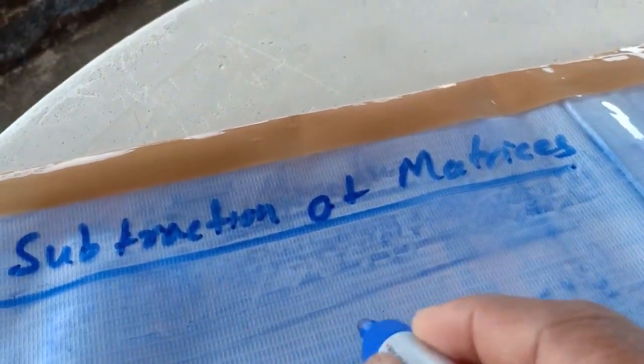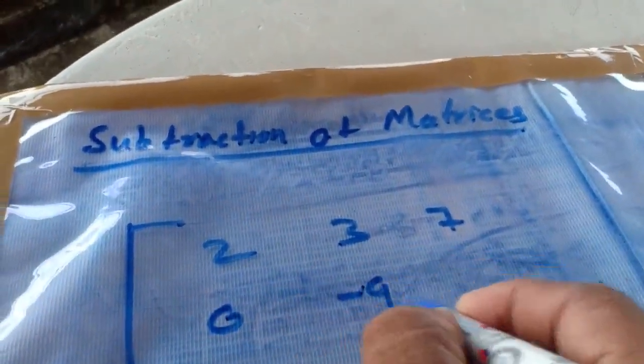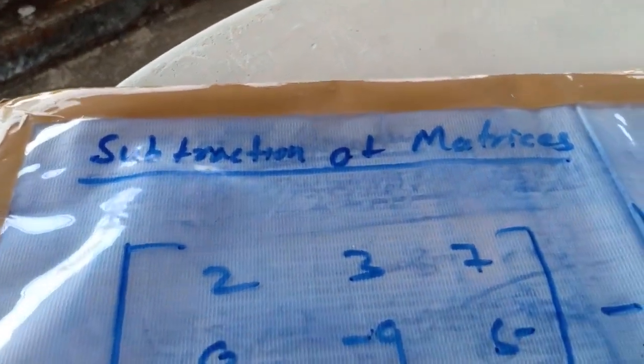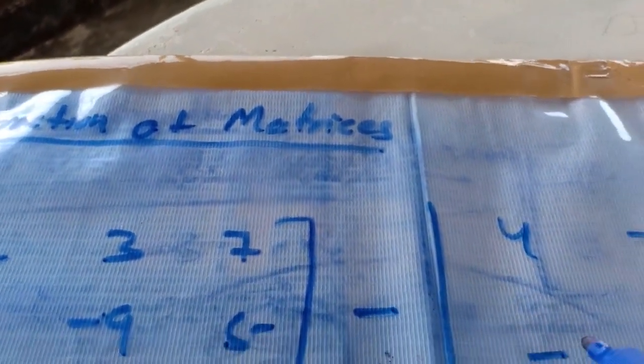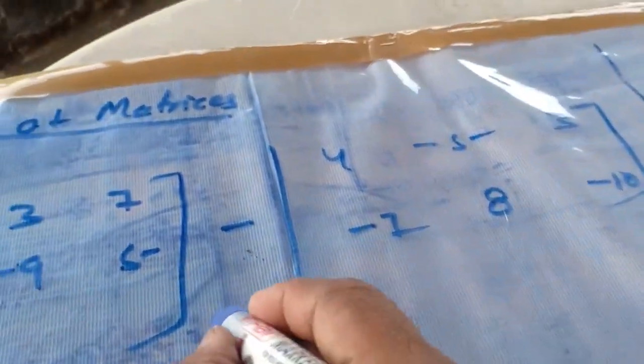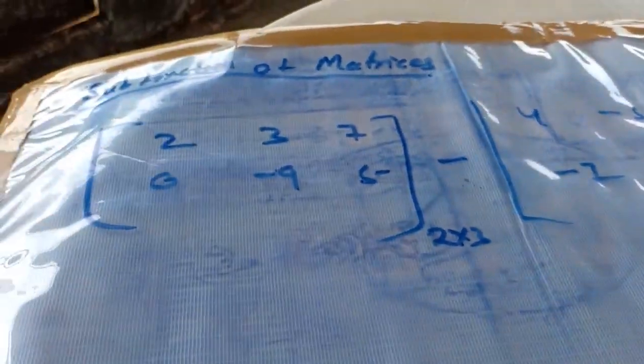So let us discuss with an example. Suppose 2 3 7, 0 minus 9 5. This is a matrix. Another matrix, which we subtract, is 4 5 3, 7 0, or take it 8 and 10, let me say. These are the two matrices we wrote, one of which you have to subtract from the other. Here also the order is 2 into 3, and here also the order is 2 into 3. Both orders must be the same.